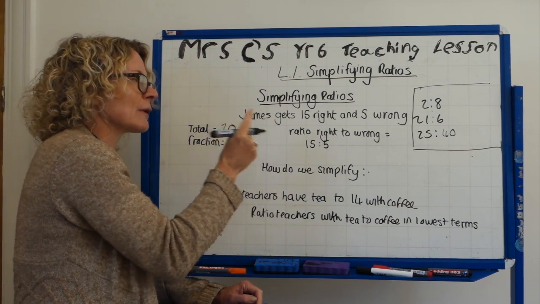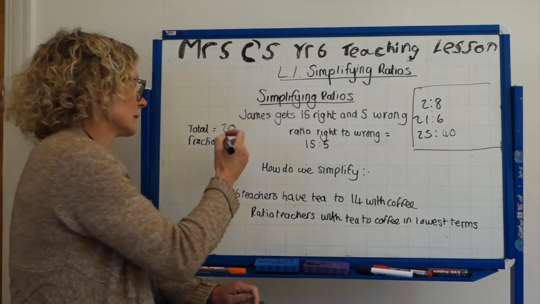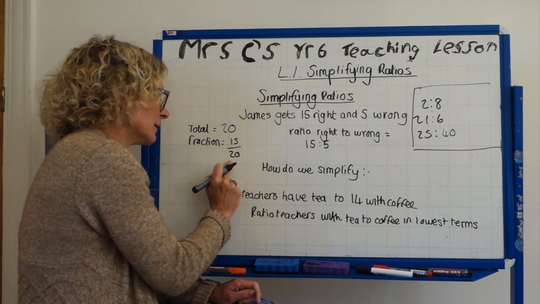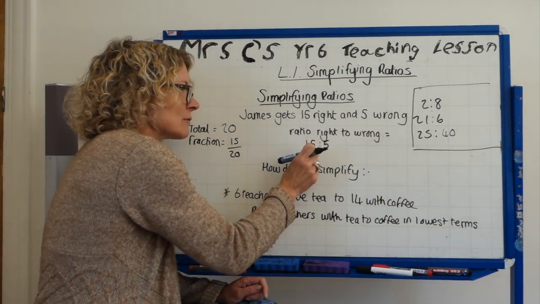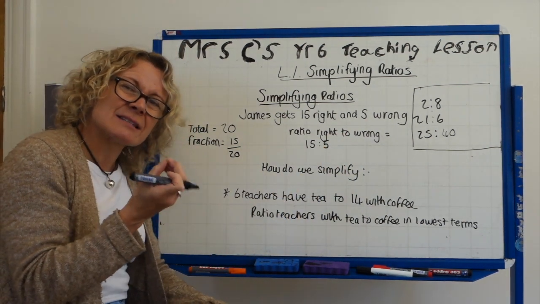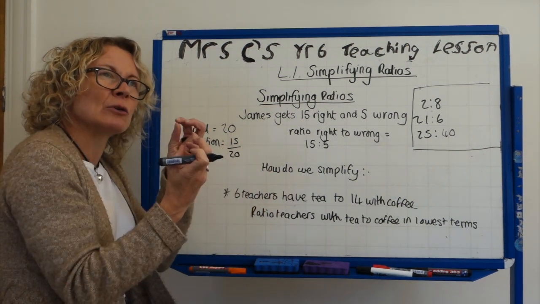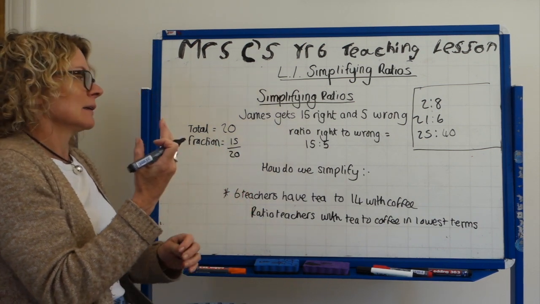So what would be the fraction that he got right out of the whole amount? 15 out of 20. So that is the fraction, but the ratio, the part to part comparing, is 15 right for 5 wrong. Is it though? Is that the simplest way of writing that ratio? Or can we make it smaller so it's easier to see and understand?